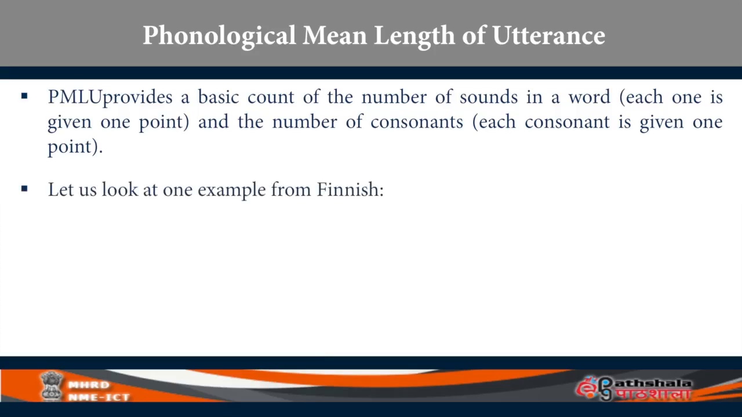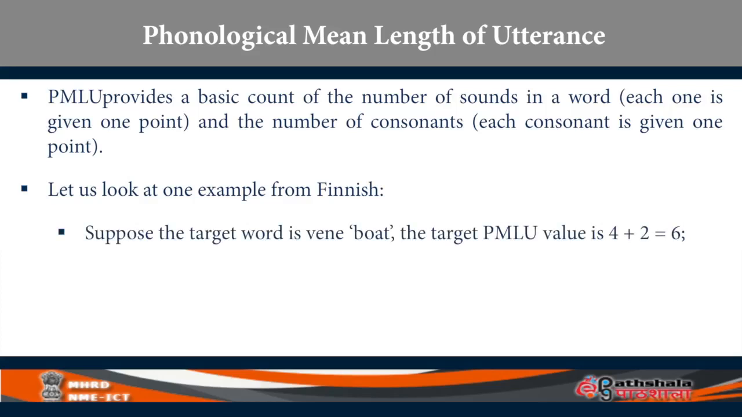So let's take the original example I read to prepare this lecture. I got the example from Finnish, but it doesn't matter. Let's look at a Finnish example called Vene. I believe in Finnish, Vene means boat. Now, this is the correct adult target, Vene. In Vene, how many sounds are there? 4, right? V-E-N-E. So take 4, there are 4 different sounds. Then add consonants. How many consonants are there in Vene? V and N, 2. So Vene has a PMLU of 6, right?